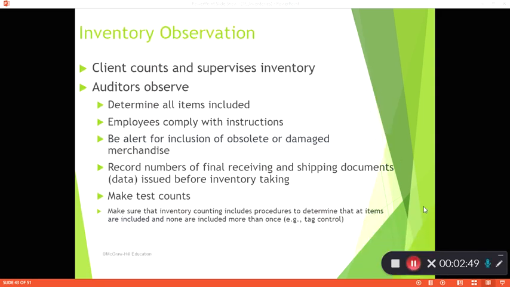Looking at the inventory observation first, this is probably one of the most important substantive tests related to inventory. In the first lecture I talked about the McKesson and Robbins fraud case a long time ago. Auditors used to not be involved in the physical inventory count, and that fraud showed how much risk there is in doing that. So now, if there's a substantial amount of inventory, the auditors are usually going to focus in on the inventory count.